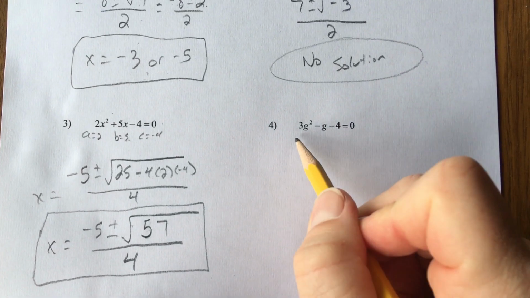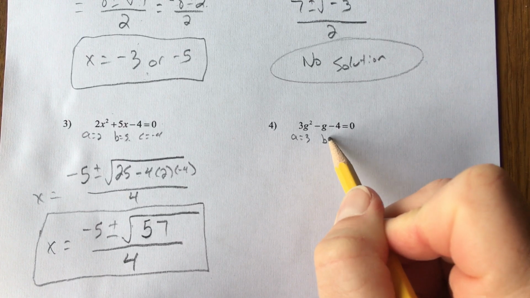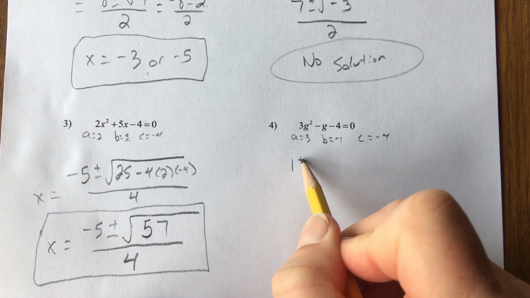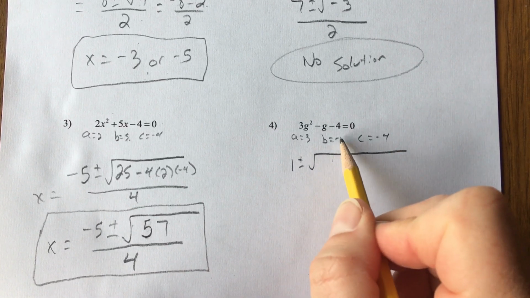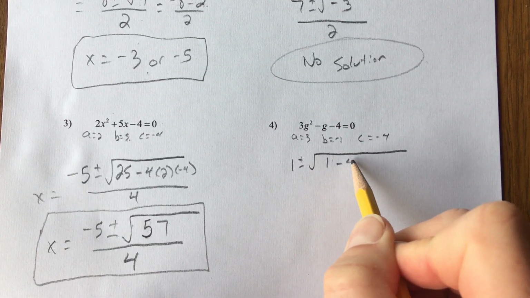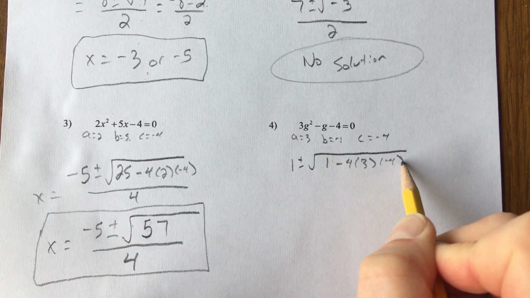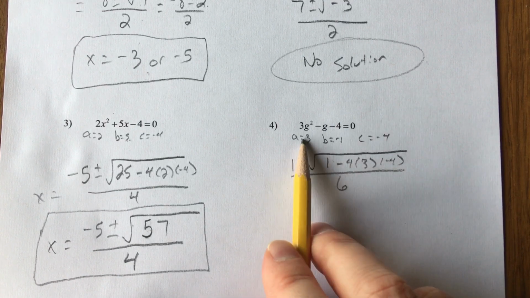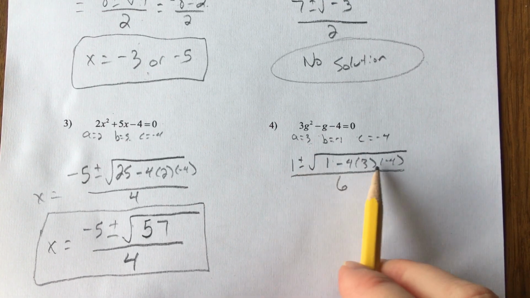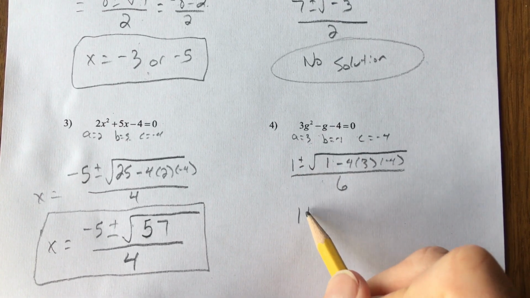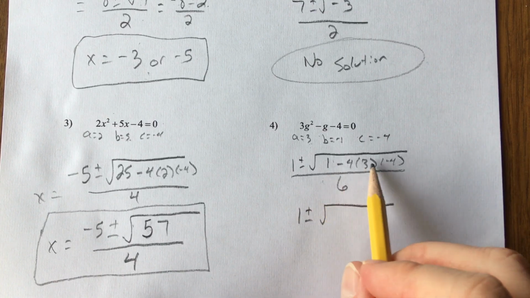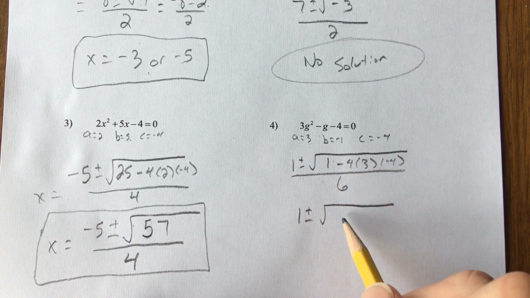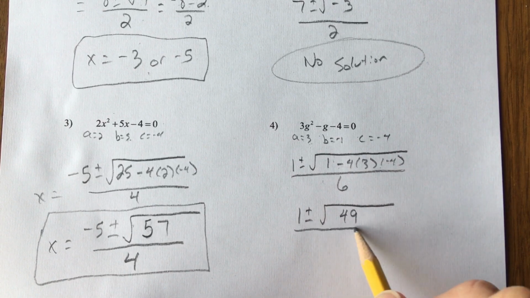All right, last one here. A equals 3, B is -1, C is -4. So the opposite of B, plus or minus the square root. -1 times -1 is 1, minus 4 times 3 times -4, all over 2 times 3, which is 6. So again, pick the numbers off. That's easy. Plug them in. Not too bad once you do it a couple times. And then the last thing you're going to do is put this on your calculator. So 1 minus 4 times 3 times -4 will give you 49 all over 6.